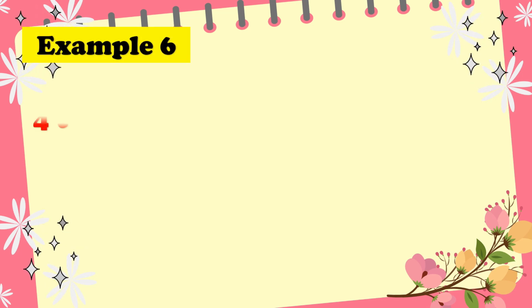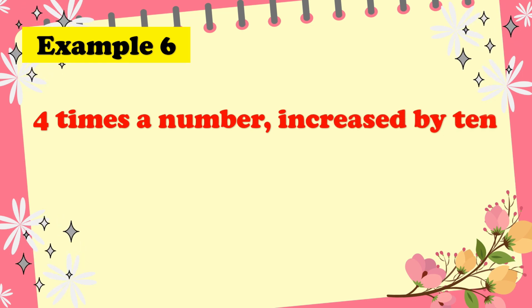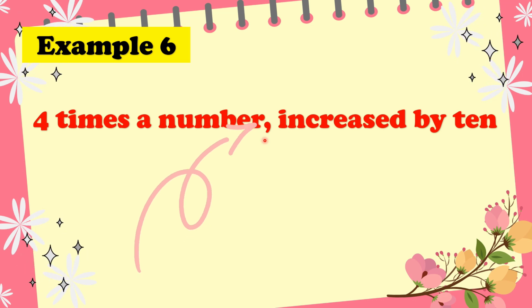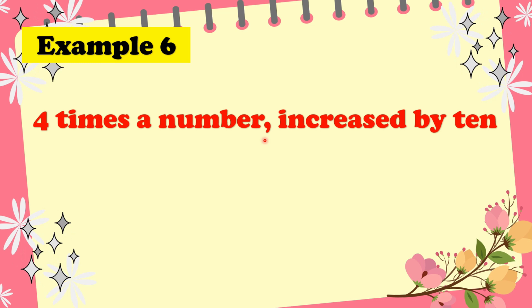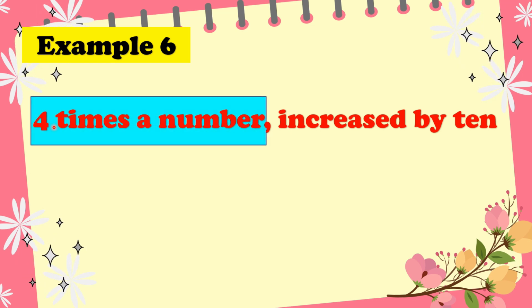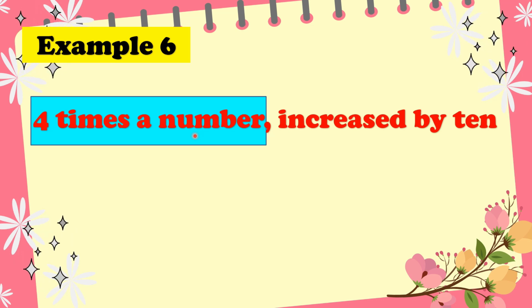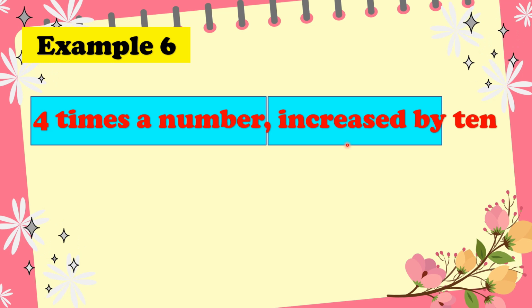Example number 6. 4 times a number, increased by 10. Napansin nyo na meron ditong comma. This is an indicator na meron tayong dalawang operation. Ano yung unang operation natin? 4 times a number. So, meron tayong multiplication dito. At yung pangalawang operation is yung increased by.